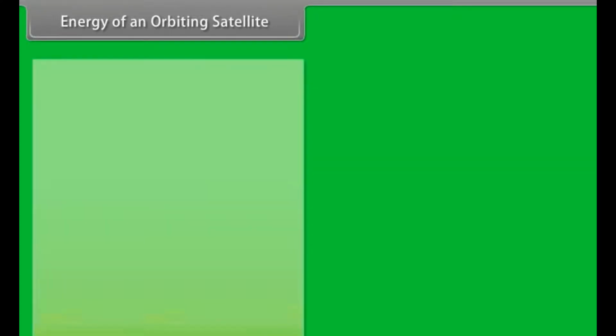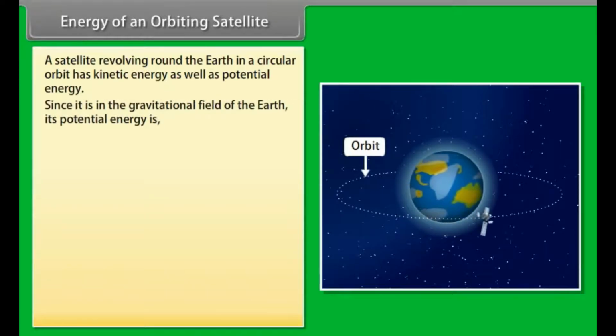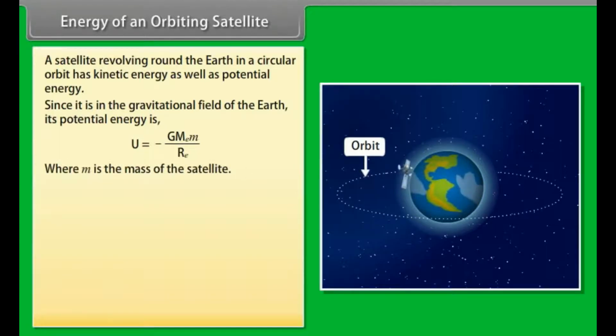Energy of an orbiting satellite. A satellite revolving round the Earth in a circular orbit has kinetic energy as well as potential energy. Since it is in the gravitational field of the Earth, its potential energy is U equals minus GM_E m divided by R_E, where m is the mass of the satellite.